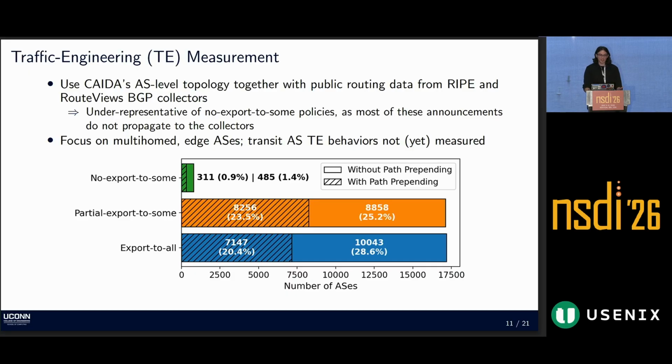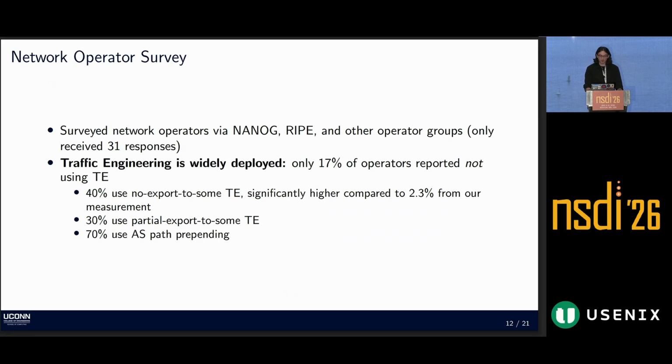In order to address this, we also conducted a network operator survey. We surveyed RIPE, NANOG, and other network operating groups and only received around 31 responses. But with that, we still received some validation that traffic engineering is widely deployed in practice, with 83% of operators reporting using some form of traffic engineering. Additionally, 40% reported using no export to some, which is significantly higher than the 2.3% seen in our measurement. Additionally, 30% reported using partial export to some, and 70% reported using AS path prepending.